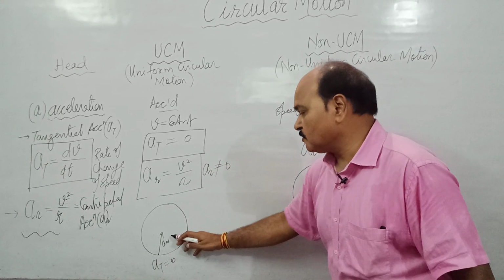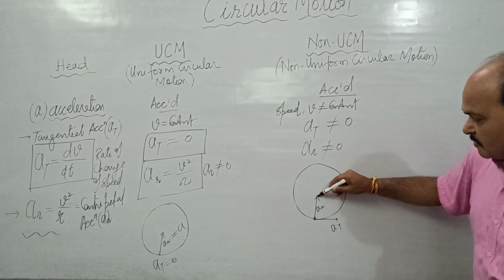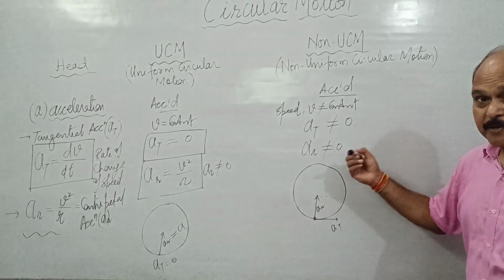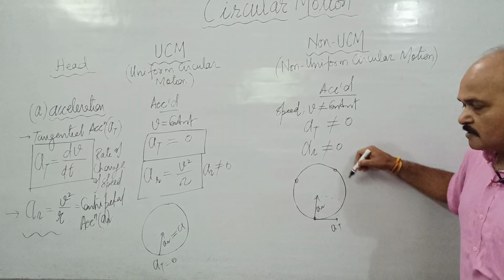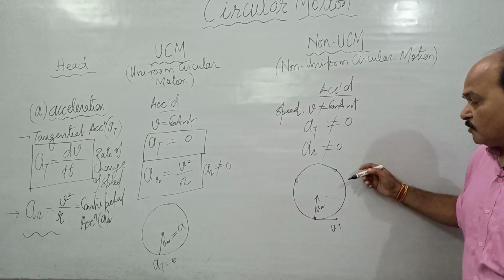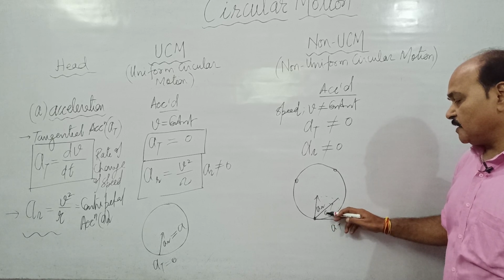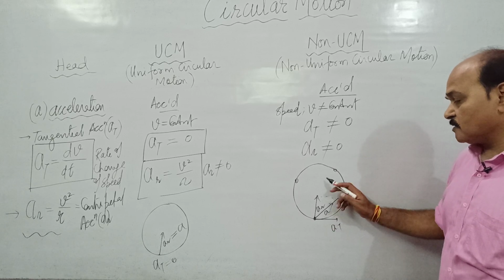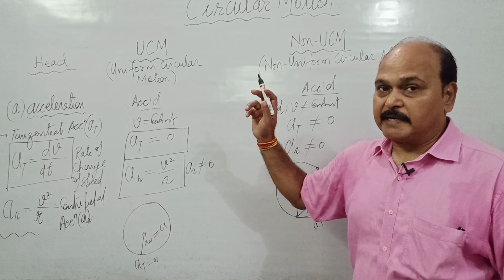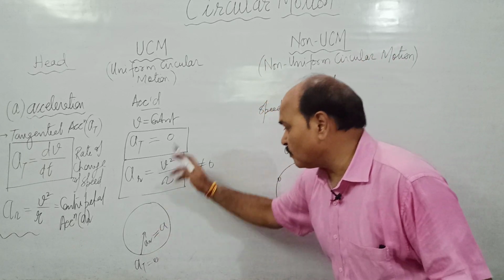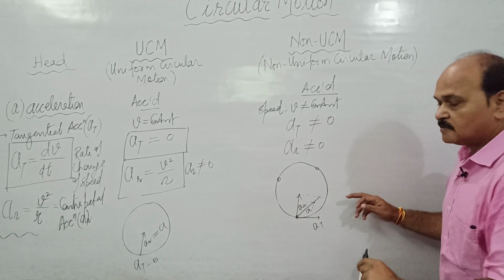So overall acceleration in UCM is only A, that is centripetal acceleration, whereas here the acceleration is the vector sum of the two accelerations, which are always perpendicular to each other. Everywhere, like here or here, one acceleration is towards the center, the other acceleration is along the tangent. The resultant of the two is the overall acceleration. This is the direction of overall acceleration, A. It is neither towards the center nor along the tangent. It is somewhere in between. But in UCM the acceleration is always towards the center. So net acceleration there is towards the center, whereas net acceleration here is in between the direction towards the center and along the tangent.